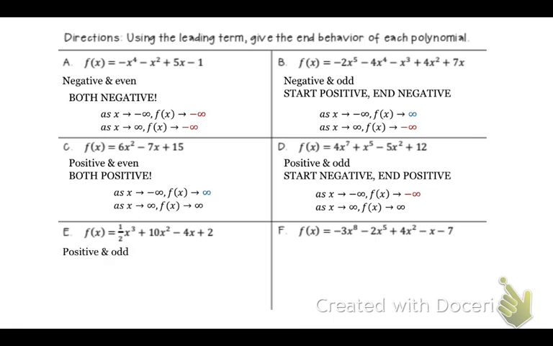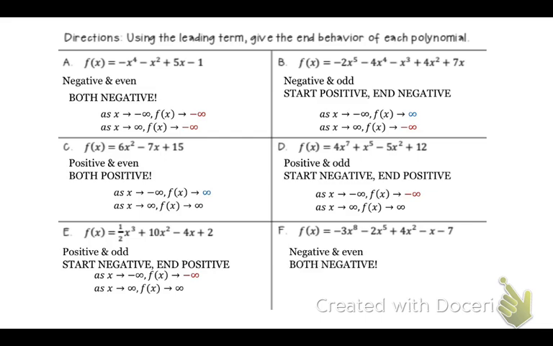Here this is positive and odd, so start negative, end positive. As x goes to negative infinity, f of x goes to negative infinity. And as x goes to infinity, f of x goes to infinity. Last one is negative and even, so they're both negative. So as x goes to negative infinity, f of x goes to negative infinity. And as x goes to infinity, f of x goes to negative infinity.